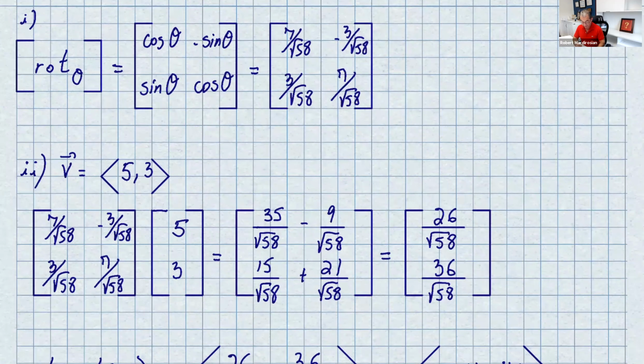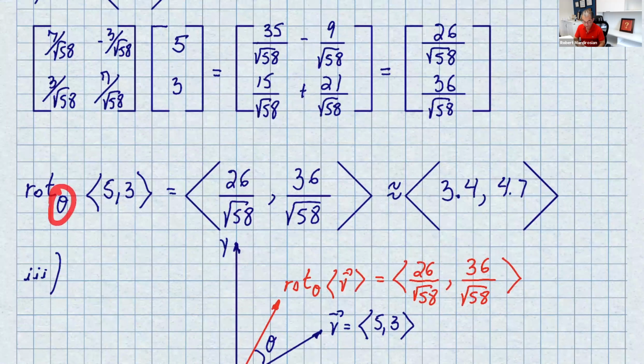That's pretty straightforward. Now let's rotate by theta the vector with the components 5, 3. Now you multiply that matrix by 5, 3, the matrix notation of the vector. And if you do that, 7 over square root of 58 times 5 is 35 over square root of 58. Negative 3 over square root of 58 times 3 is negative 9 over square root of 58. 3 times 5 over square root of 58 is 15 over square root of 58, and 7 over square root of 58 times 3 is 21 over square root of 58. Now you evaluate this, you get the x component is 26 over square root of 58, and the y component is 36 over square root of 58.